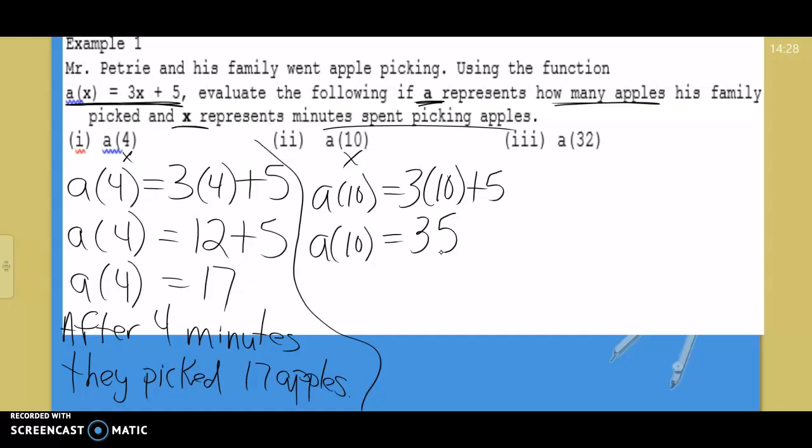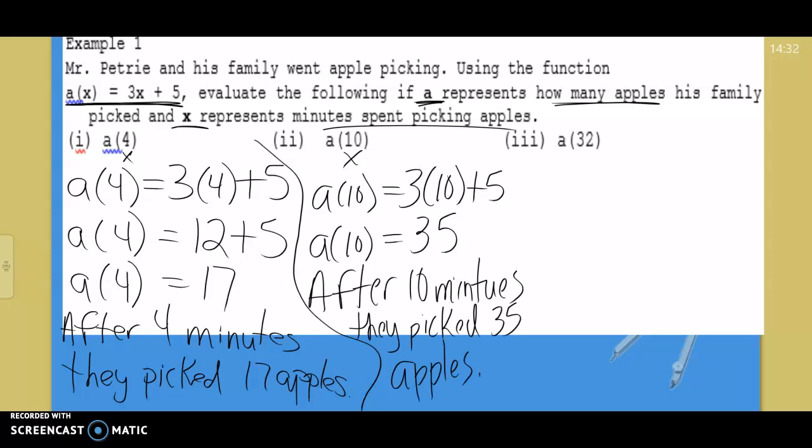But more importantly, what in the world does A of 10 equal 35 mean if we're talking about Mr. Petrie and his family going apple picking? All right. After 10 minutes, there's now 35 apples in the bag. Right, so if you're looking at this at home, please complete that question, bring it in, and we can talk about it the next time I see you in class.